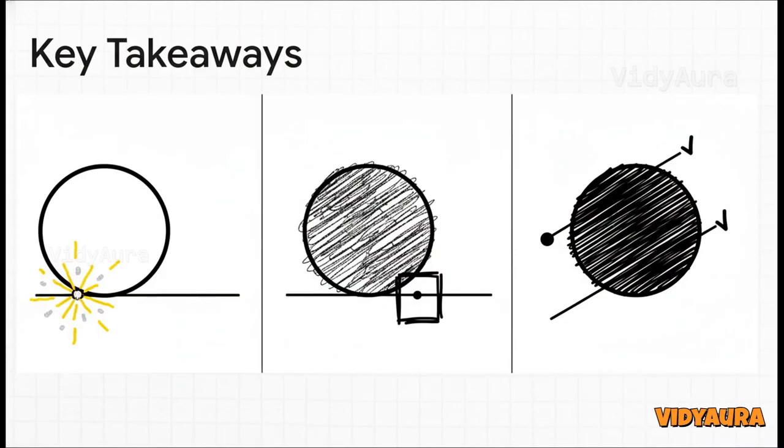All right, let's do a super quick recap. What are the three big takeaways? 1. A tangent just touches a circle at one single point. 2. The radius at that point makes a perfect 90-degree angle with the tangent. And 3. If you draw two tangents from one point outside the circle, their lengths are equal. That's it. That's the core of this chapter.